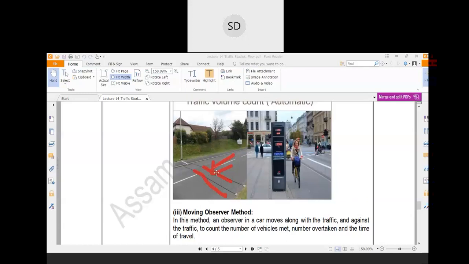Okay, so these are the pneumatic tubes. In the pneumatic tube, whenever a vehicle crosses that particular tube, the pressure exerted on the tube is recorded and it is counted as a vehicle crossing over there. Okay, so this is pneumatic.